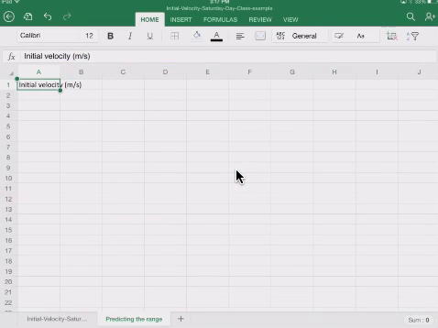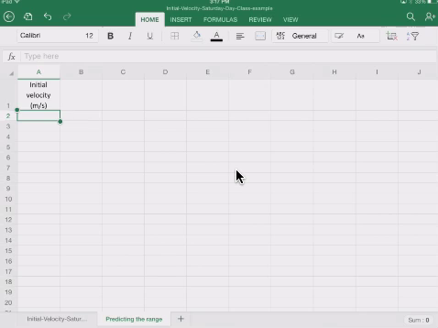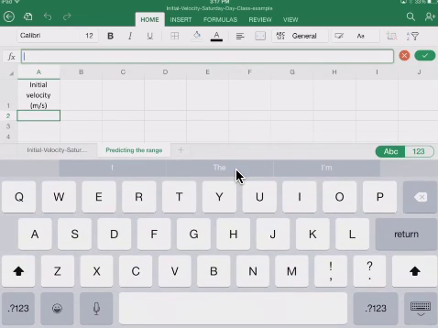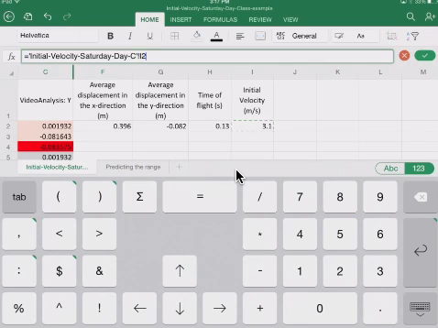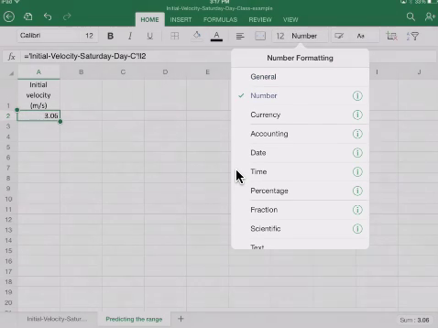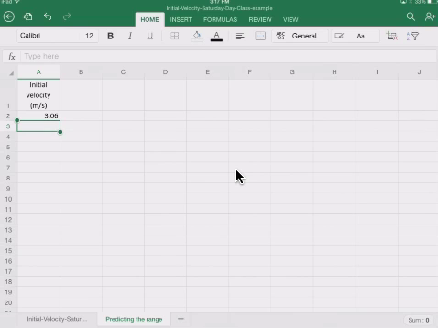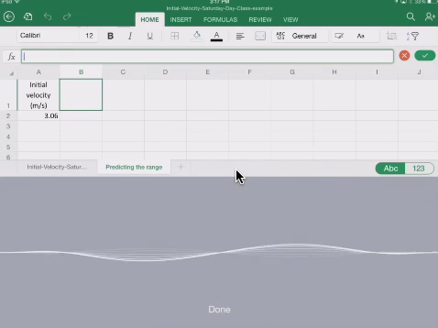And so let's wrap this. And I'm just going to go ahead and say equals to this value here. So we know that it's just equal to this initial velocity, which is fine. And I can go ahead and change my formatting. And after that, we're just going to go ahead and put in our angle in degrees.